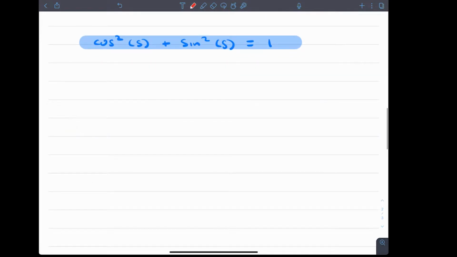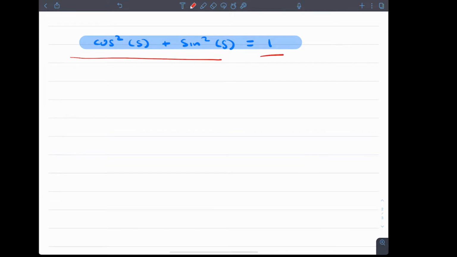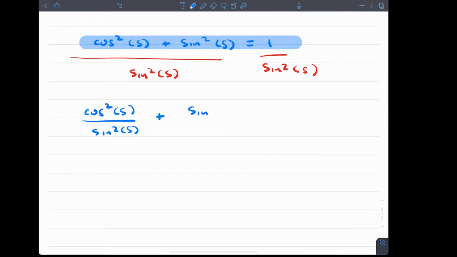So now we're going to do a very similar thing. We're going to start with the first Pythagorean identity. Now we're going to divide both sides by sine squared s. Okay? And then algebraically speaking, whenever you have a sum divided by a term, we're free to divide both of those terms in the sum by that division. We're distributing division here.